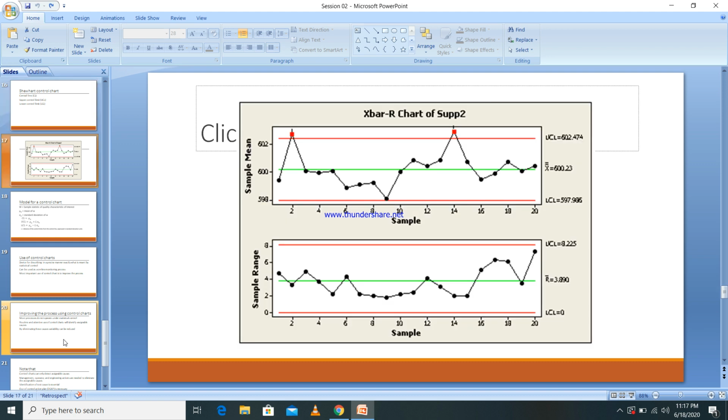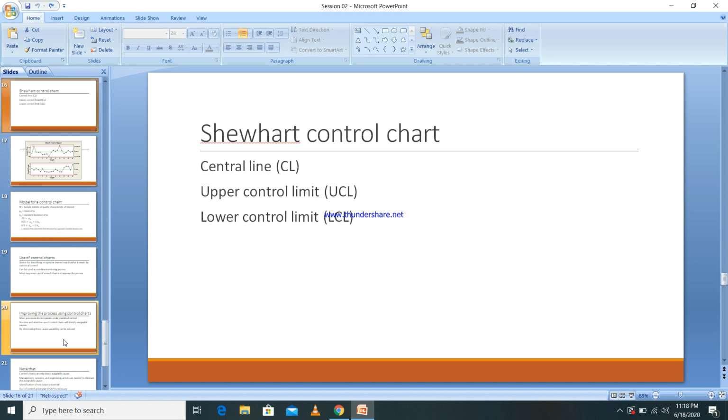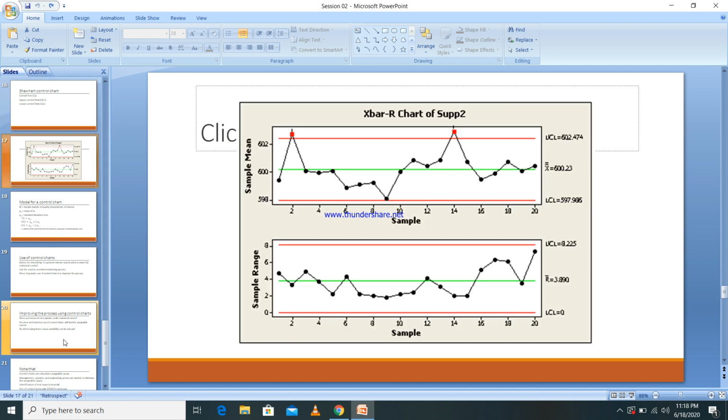I hope you can see this control chart. There are two control charts. If you look at these two control charts, you can see there is a green line at the middle of both charts. That is known as the central line, denoted by CL. And then you can see two red lines in the control chart. One red line is above the central line, and one red line is below the central line.